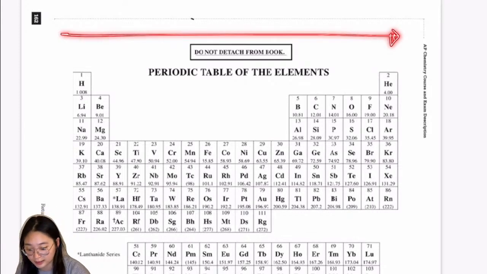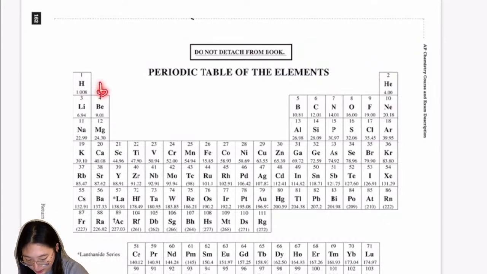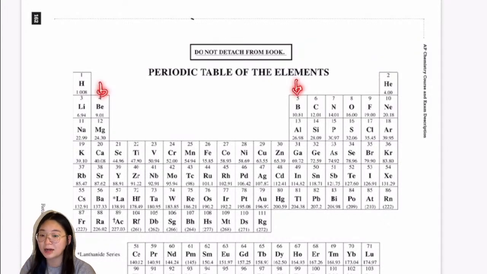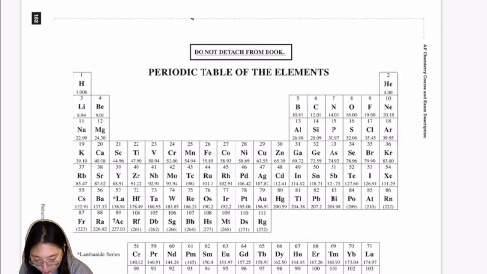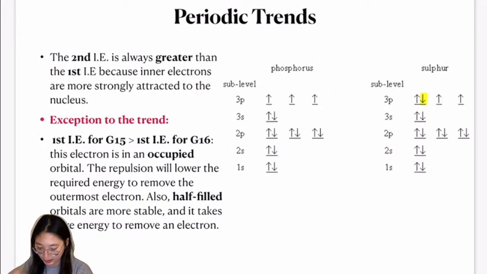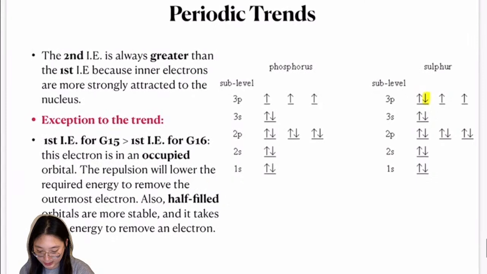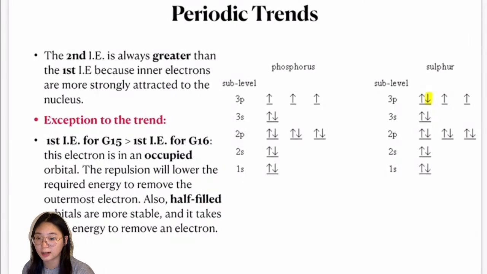That's a general trend. But when you go from the second column to the third column, ionization energy decreases. When you go from the fifth to the sixth column, ionization energy also decreases. Okay, and this is because of the fully filled, the fully occupied orbital, and then the half-filled orbital. So let's take a look at this orbital filling graph.